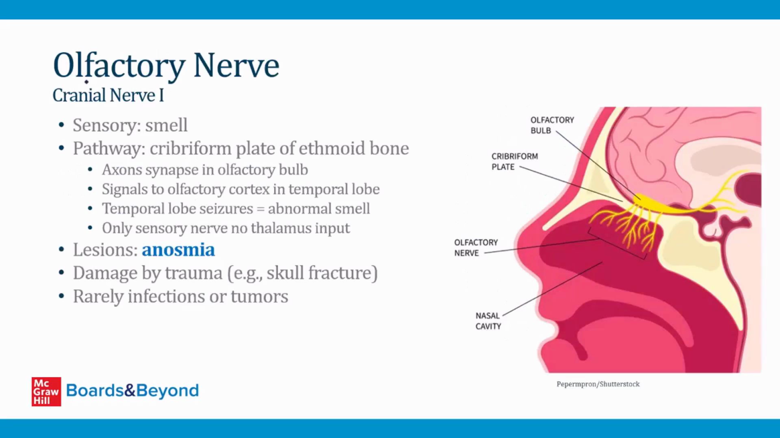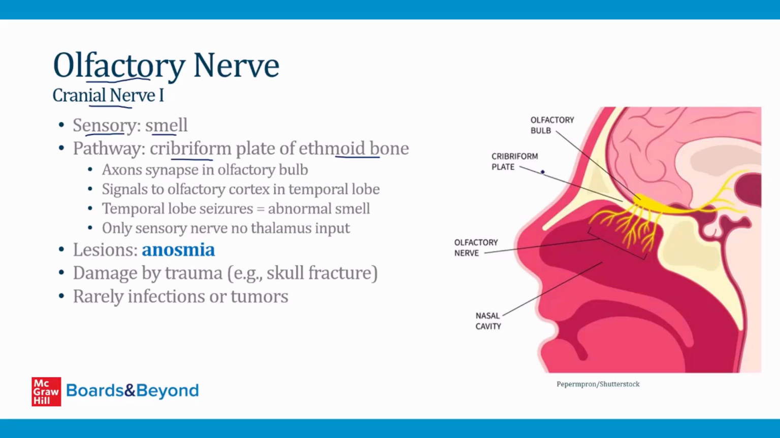So let's start by talking about the olfactory nerve, which is cranial nerve number 1. This is a purely sensory cranial nerve, and it's responsible for the sense of smell. The way this nerve works is axons which detect smell travel through the cribriform plate of the ethmoid bone, and then they enter the skull and they form a structure called the olfactory bulb.